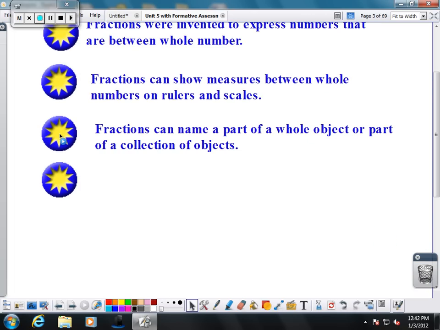And then fractions can name a part of a whole object or part of a collection of objects. So when we're looking at a whole object, if I have a whole pizza, there's my one whole pizza, and because I'm kind of hungry, I eat a quarter of it. I have had 1/4 of that pizza.